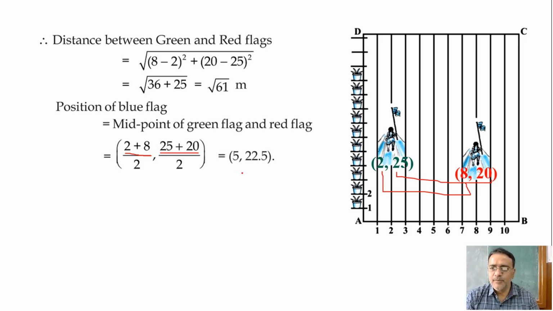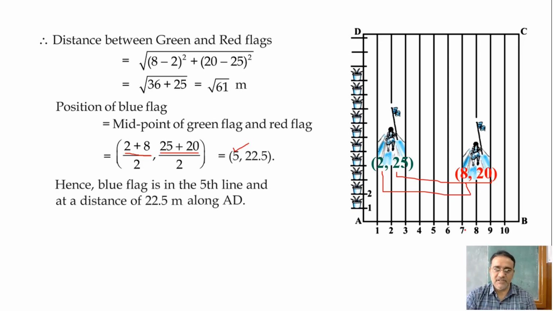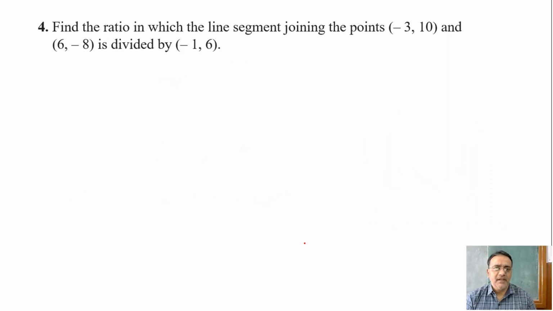So hence the blue flag is on the 5th line, and 22.5 meter distance along AD. This is the answer. Any doubt here? Okay, now we'll move towards the next question.